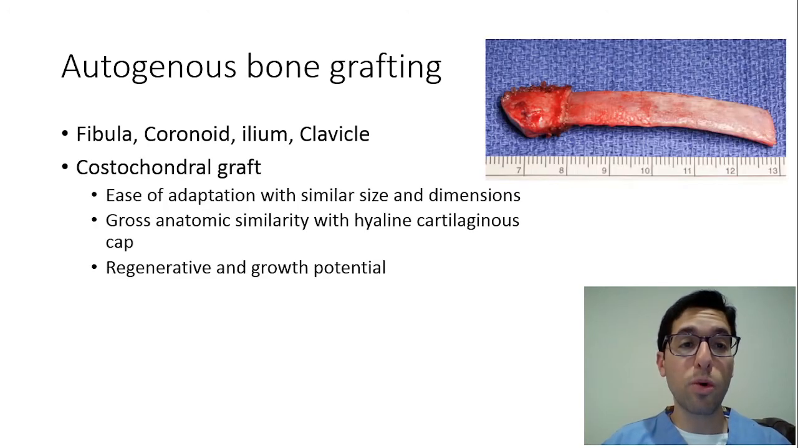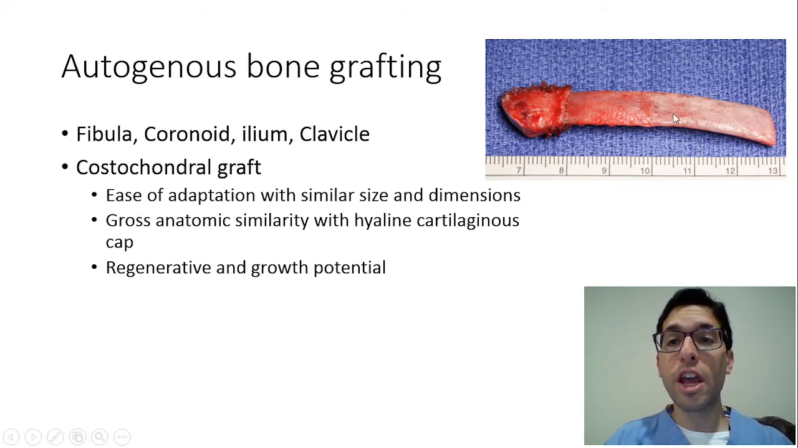So the fibula can work. But if you're just doing a small graft, then a costochondral graft would be the graft of choice, and that's for a few reasons. So number one, it has an ease of adaptation, similar size and dimension. Just look at it. It almost looks like a condylar head. Secondly, it has anatomic similarity because it has a cartilaginous cap. Now it has hyaline cartilage, and I guess to refresh everyone's memory, the disc is fibrocartilage, but we can't get too picky. So it has a cartilaginous cap. I guess that's a pretty good aspect to it.